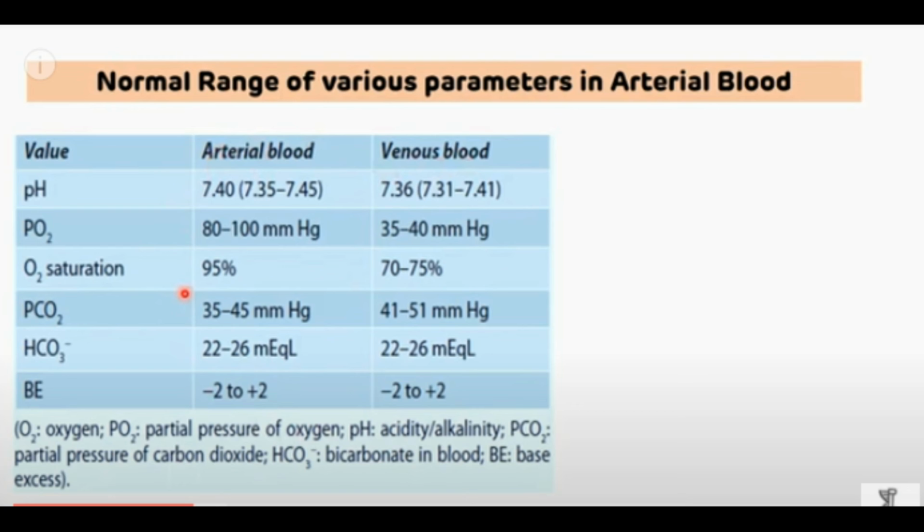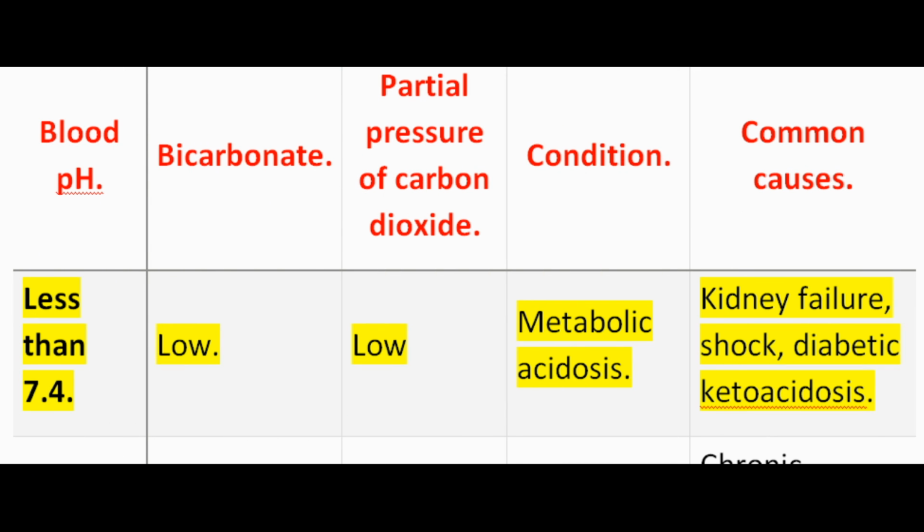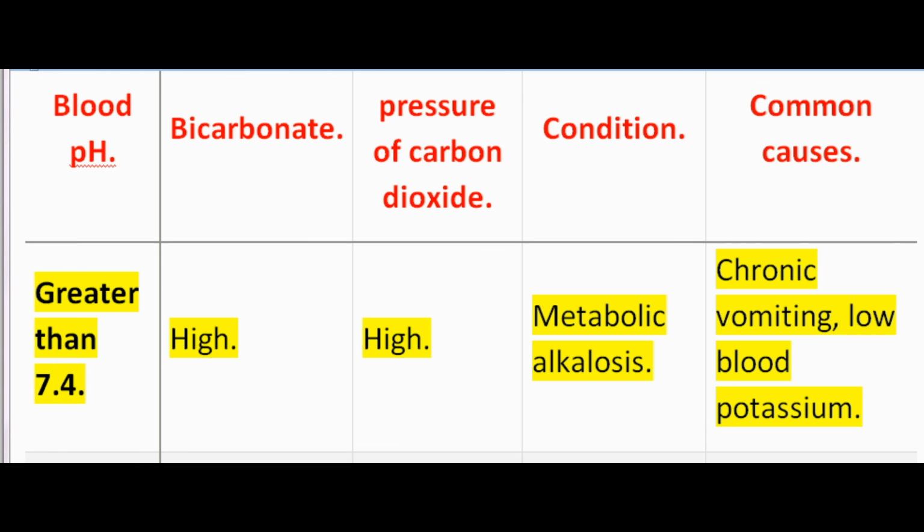Abnormal results can be signs of certain medical conditions, including the ones in the following table: blood pH, bicarbonate, partial pressure of carbon dioxide, condition, common causes. Less than 7.4, low bicarbonate: metabolic acidosis, kidney failure, shock, diabetic ketoacidosis. Greater than 7.4, high bicarbonate: metabolic alkalosis, chronic vomiting, low blood potassium.